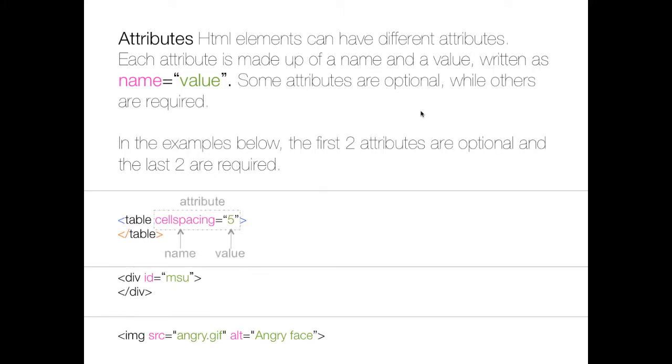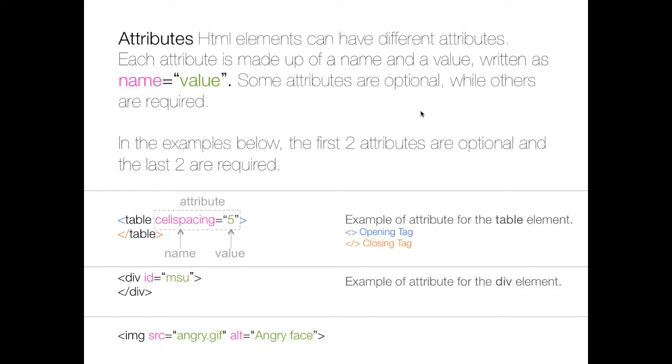Again, the attribute is written as name equals value between quotation marks. What comes in blue are the opening tags, the ones in orange are the closing tags. And remember that the image element is a self-closing element or an empty element, which means it doesn't have a closing tag.